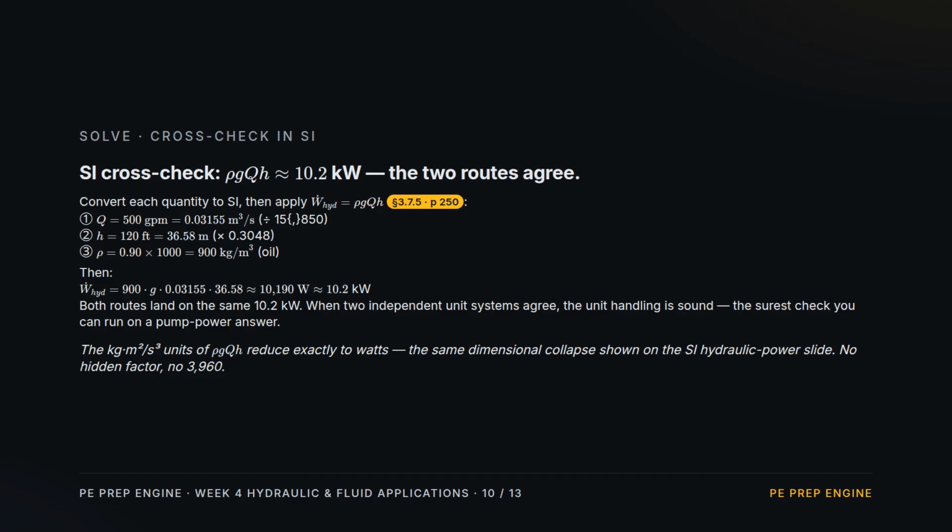Now, the SI cross-check. Convert each quantity to SI, then apply rho g to H. The oil density is 900 kilograms per cubic meter. Multiply through, and you get about 10.2 kilowatts, the same answer. When two independent unit systems agree, your unit handling is sound.